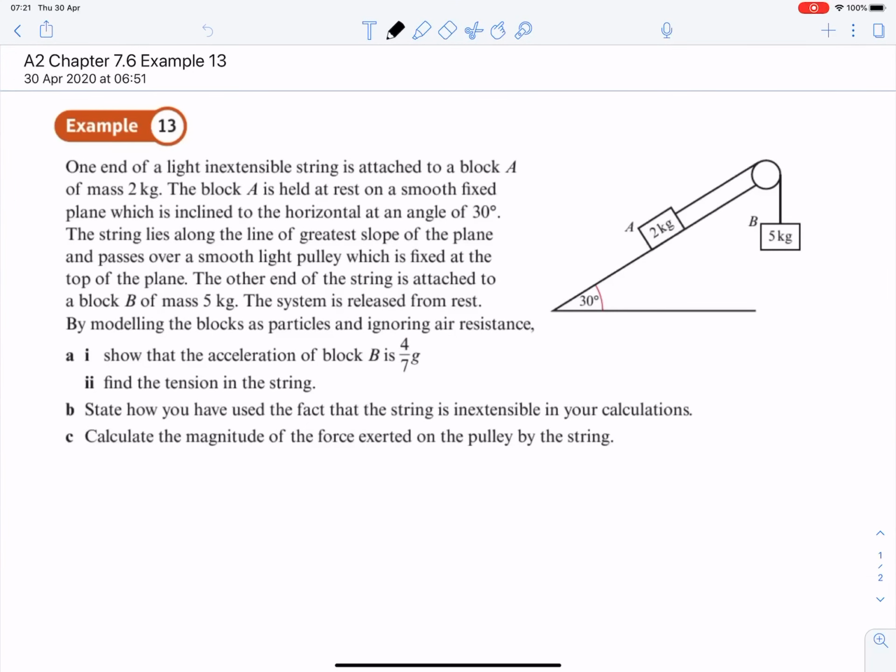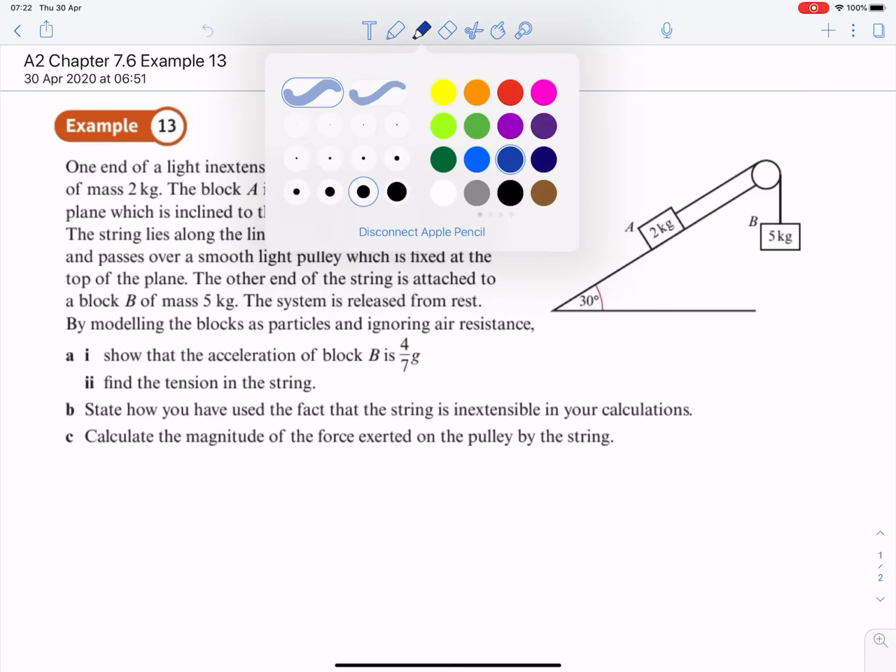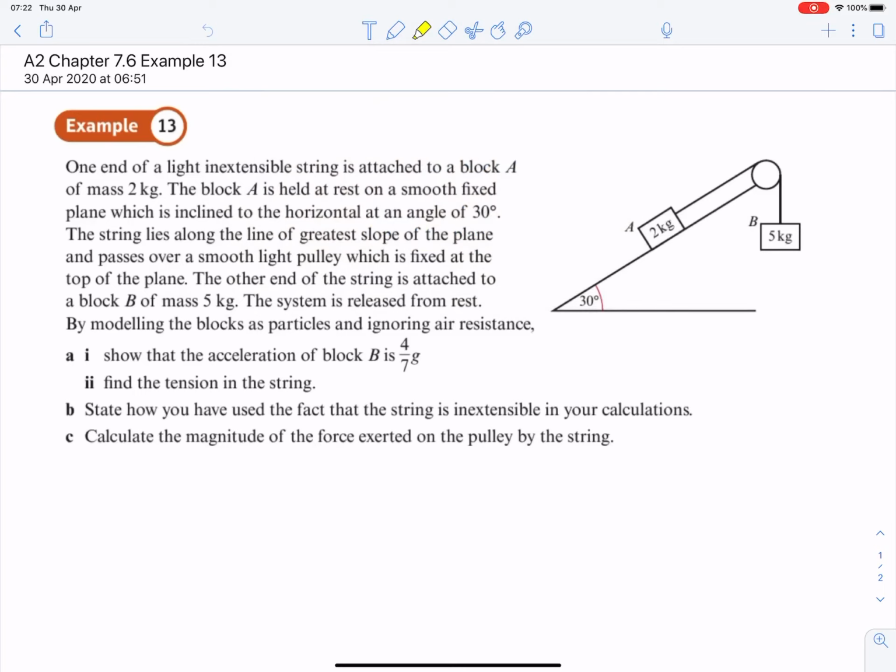So here we go with example 13. This is the last one in this chapter on application of forces, but again we're looking at an inclined plane kind of context, just like the last one. So, usual routine. Let's go through and identify the key bits in the question.